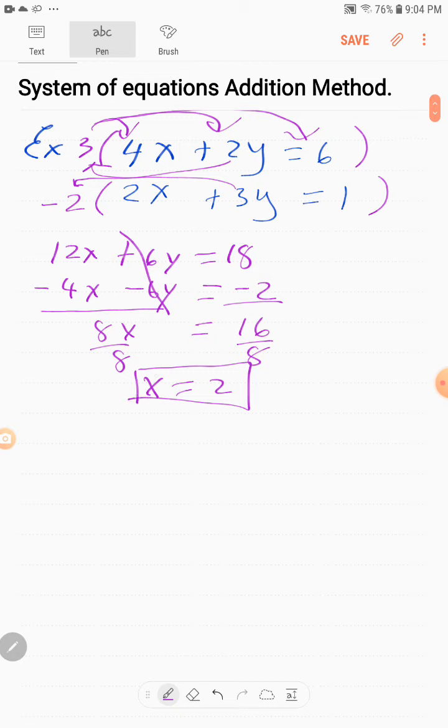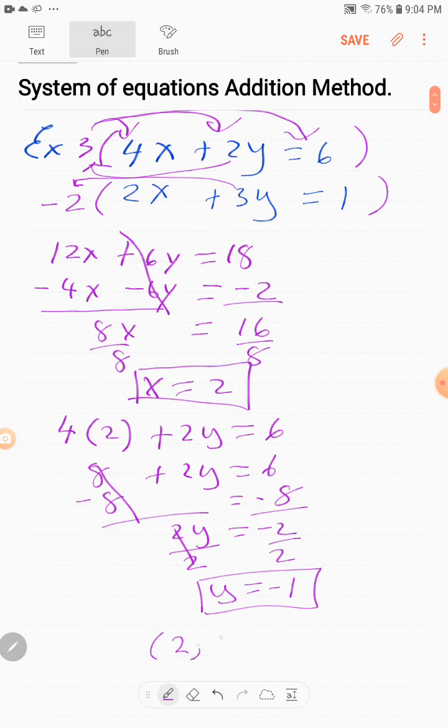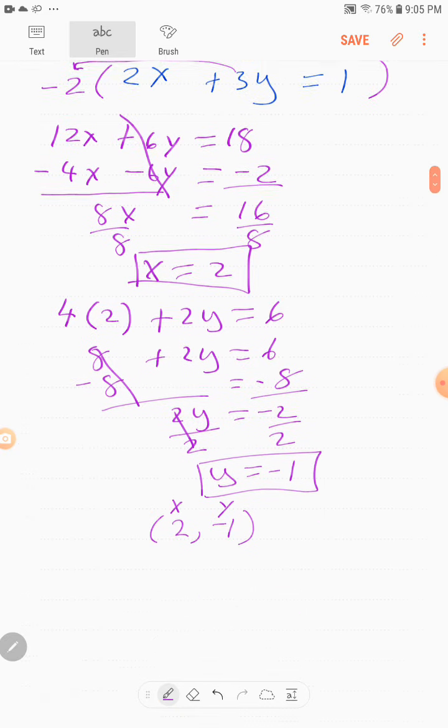Now use x equal to 2 in either one of the previous equations to solve for y. So taking the first equation, we'll have 8 plus 2y equal to 6. Subtract 8 from both sides. So we have 2y equal to negative 2. Divide both sides by 2. So y equal to negative 1. So we can also write the answer as 2 comma minus 1. X value first, y value second.